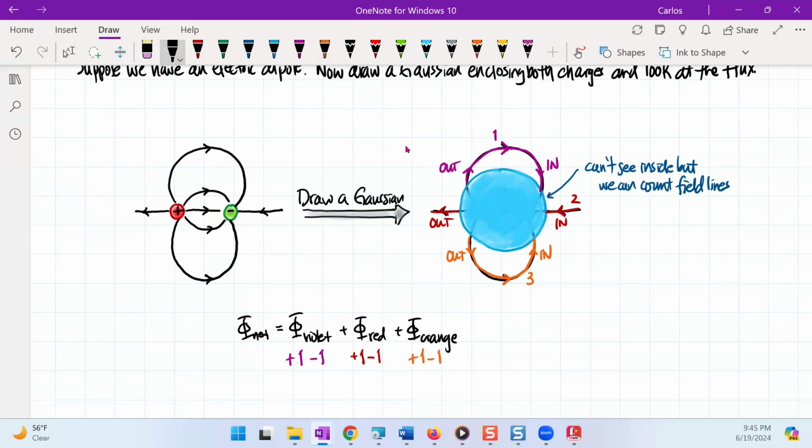So if I start to count these flux lines, you're going to see here that clearly I have 0 field lines poking through the surface.